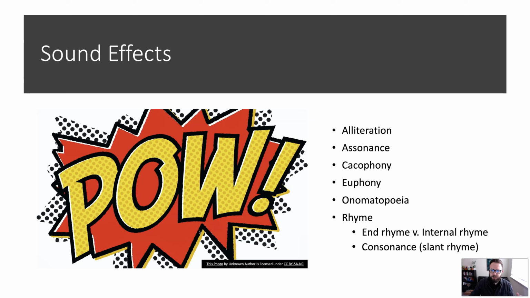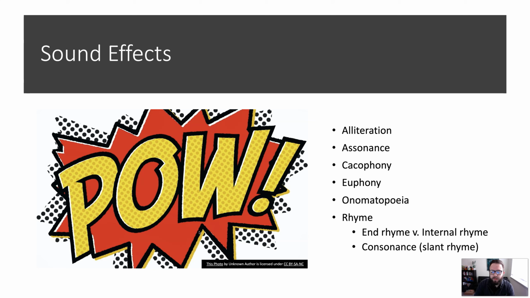Onomatopoeia, which I think, aside from alliteration, may be the one that most of you are already familiar with. This is the representation of sounds. Pow, bang. The best example of that is the 1967 Batman. Pow, bip, bop, dang. Using words to represent, and that look like, the sounds that they're designed to represent. And then finally, the most commonly known one is rhyme.